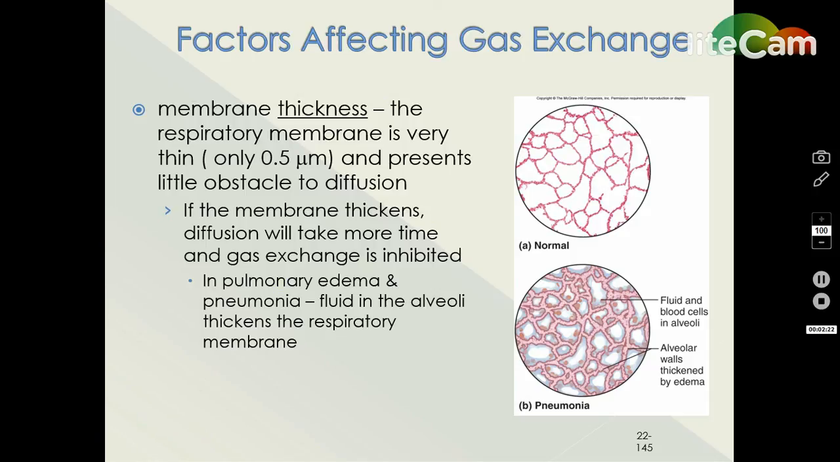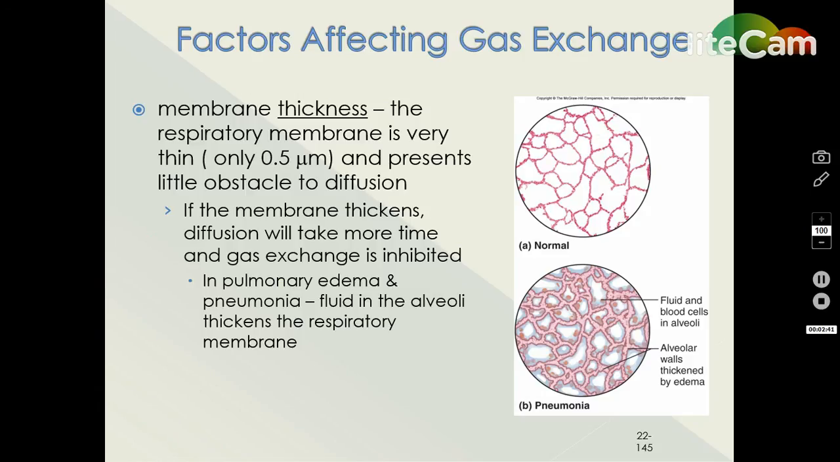Remember, these squamous cells are flat; they're sort of shaped like fried eggs. So it's going to diffuse across that thin portion from one to the other. However, if something occurs to thicken that respiratory membrane, that will inhibit gas exchange.